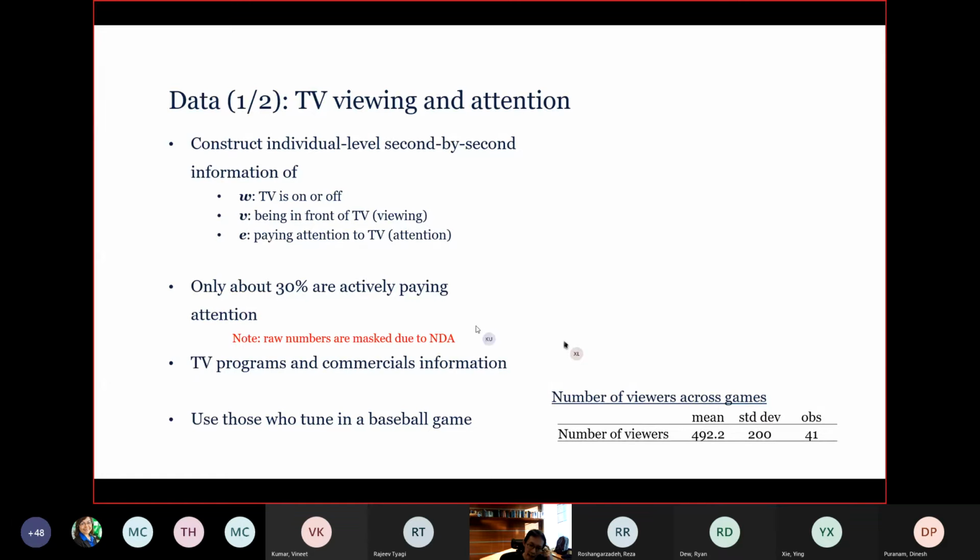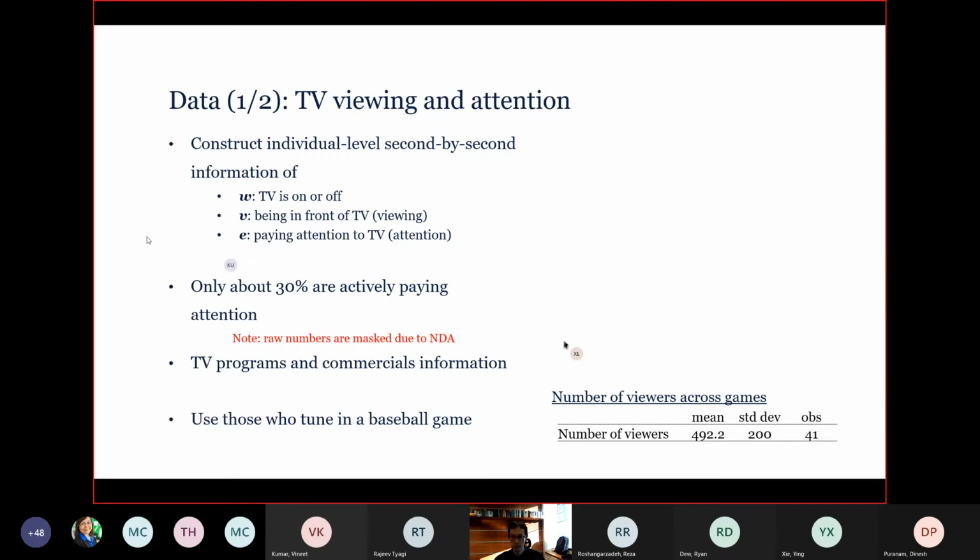Due to NDA, I'm not allowed to show the detailed summary statistics of the original W, V, and E metrics. But we found that only about 1/3 of the time people are sitting in front of the TV is on, but only 1/3 of the time their eyes are actually paying attention to the screen. So there's a huge difference between sitting in front of the TV while it's on and actual attention to the screen.